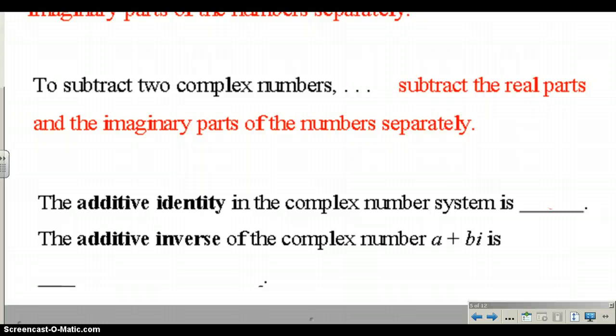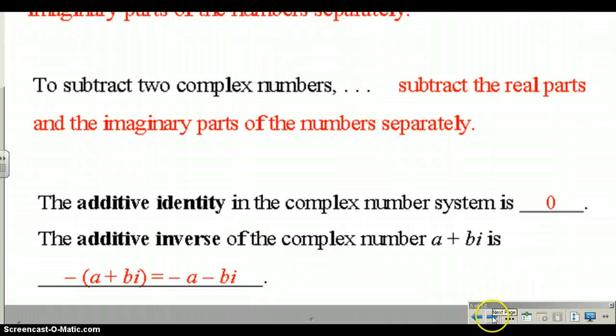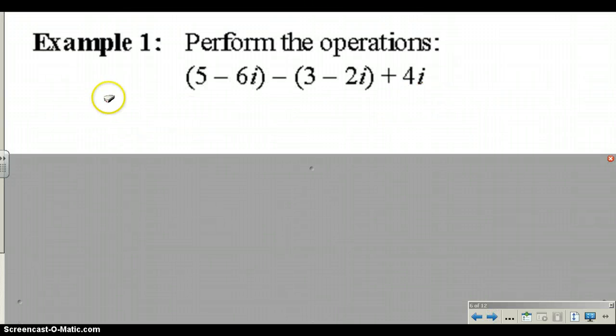Also, we have the additive identity and additive inverse. The identity for the complex number system is 0, and the additive inverse is what you get if you multiply by -1, meaning you distribute a -1 throughout that binomial. So basic properties that we use in regular expressions, we're going to be using with complex numbers and expressions. Now let's look at performing operations.